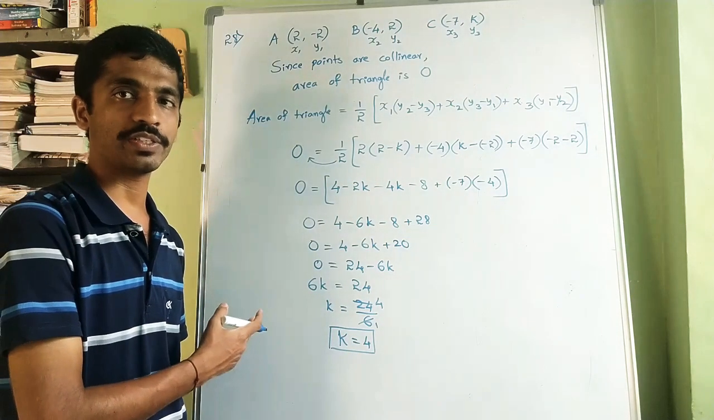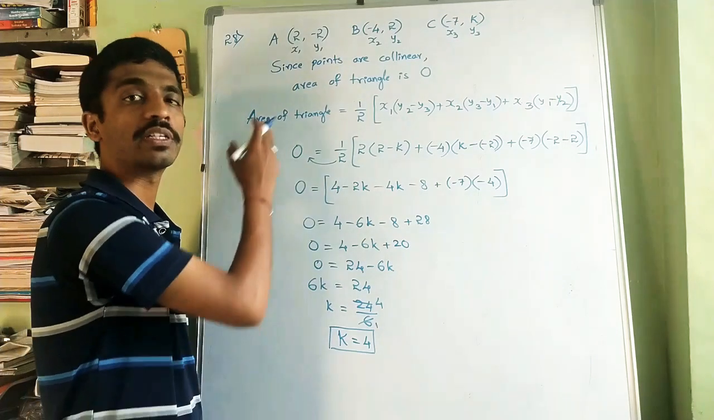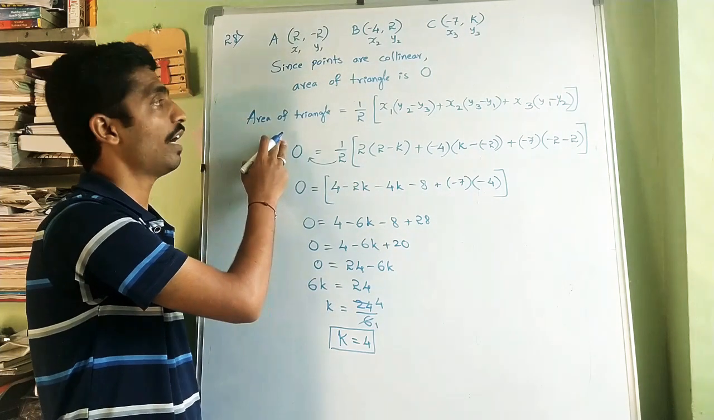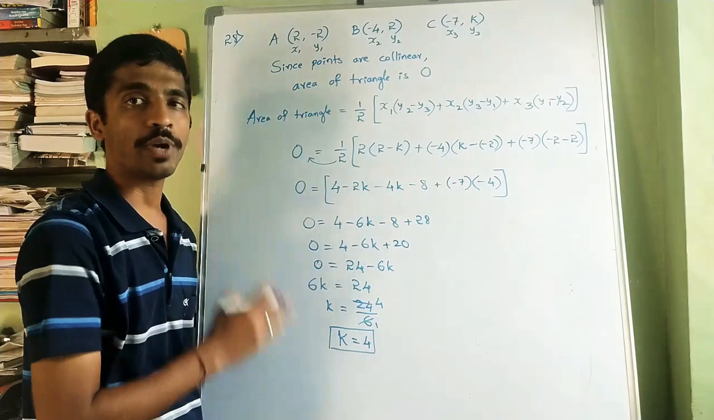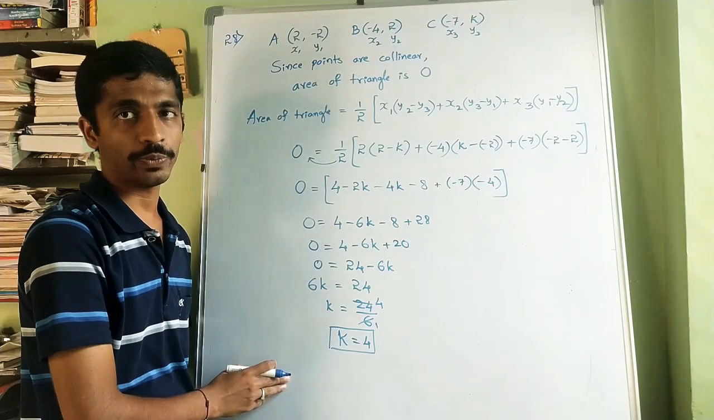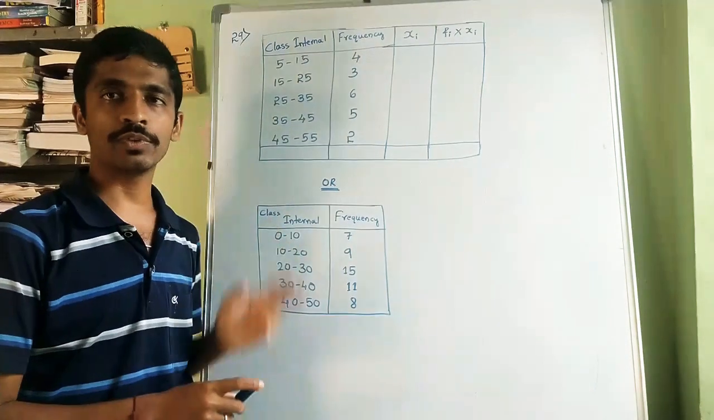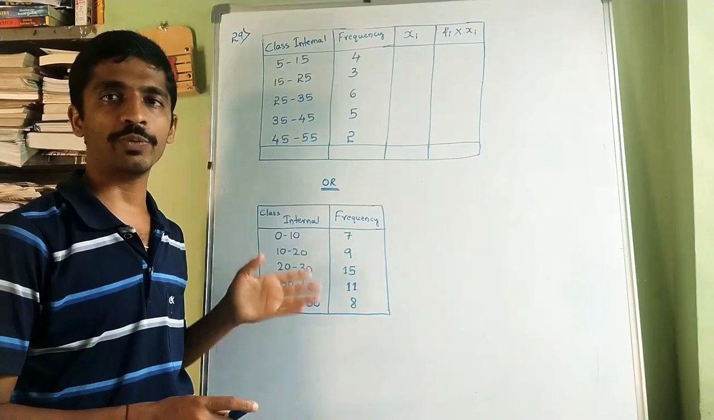So it is very simple. Try to remember this area of triangle formula and substitute the values properly. You will get the k value. So in the 29th question, two questions are given. So you have to solve any one.